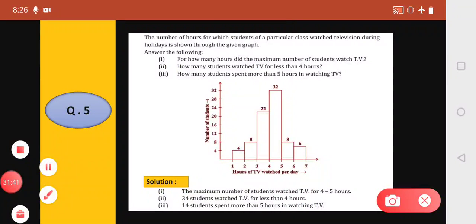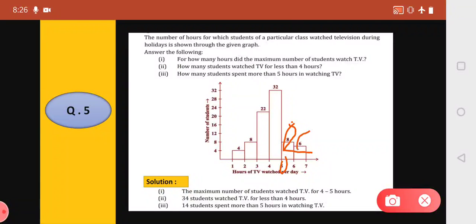And question number 3. How many students spent more than 5 hours in watching TV? Now more than 5 hours means you have to count these 2 only. Here you can see this is 5, so we have to go after that, that is more than 5 hours. Here the number of students is 8, and here the number of students is 6. So 6 plus 8, that is 14. So our answer is 14 students spent more than 5 hours in watching TV.